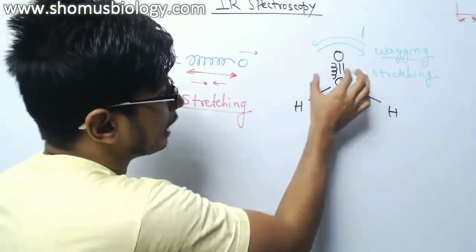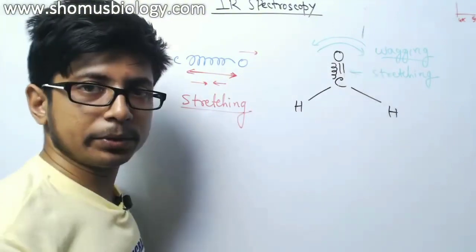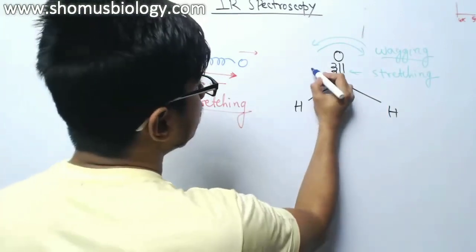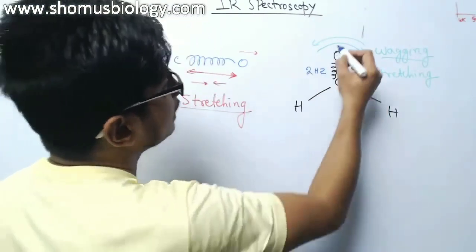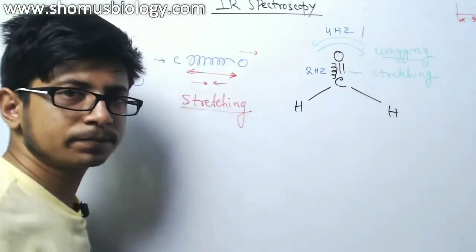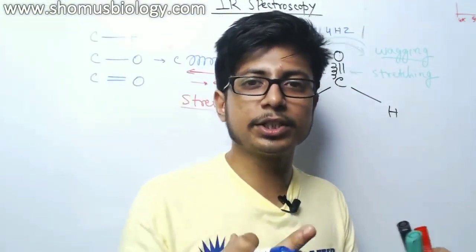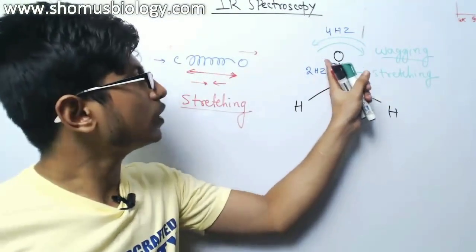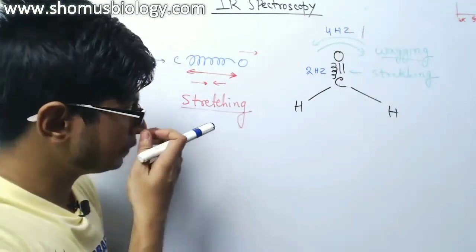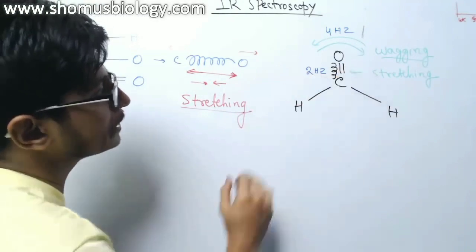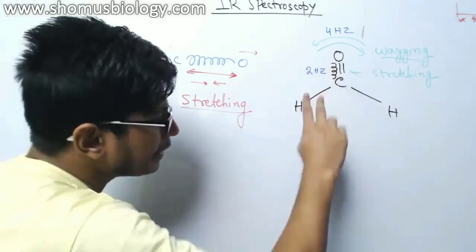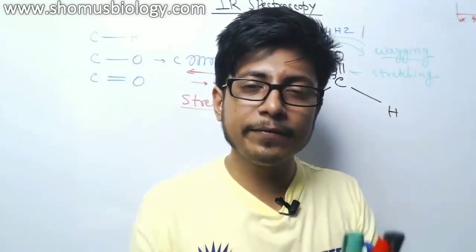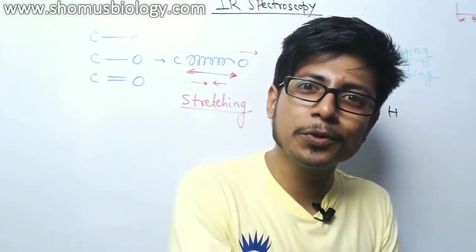Now there is a frequency by which the stretching continues and the wagging continues. Normally in the case of formaldehyde, the stretching is 2 Hertz and the wagging is 4 Hertz. Hertz is the frequency with which this stretching or wagging is taking place. For the stretching, the frequency is 2 Hertz. For the wagging, the frequency is 4 Hertz, for example. Now for this compound, this type of rotation and vibration around the bonds is very important for giving us the idea about the type of functional group we are looking at.